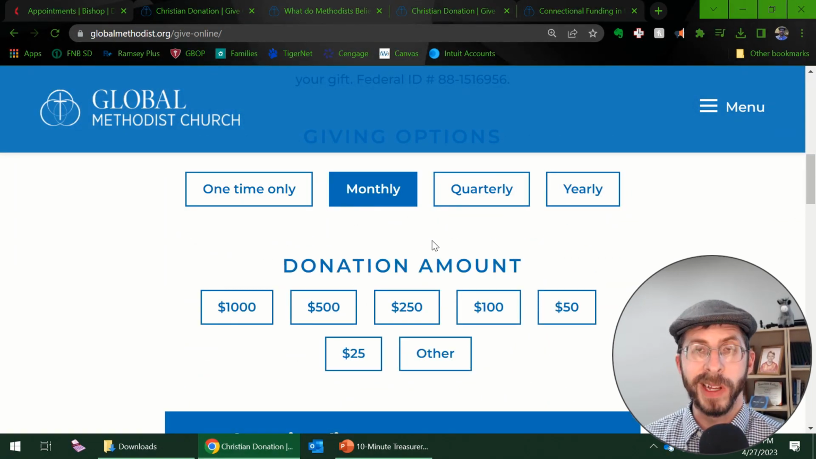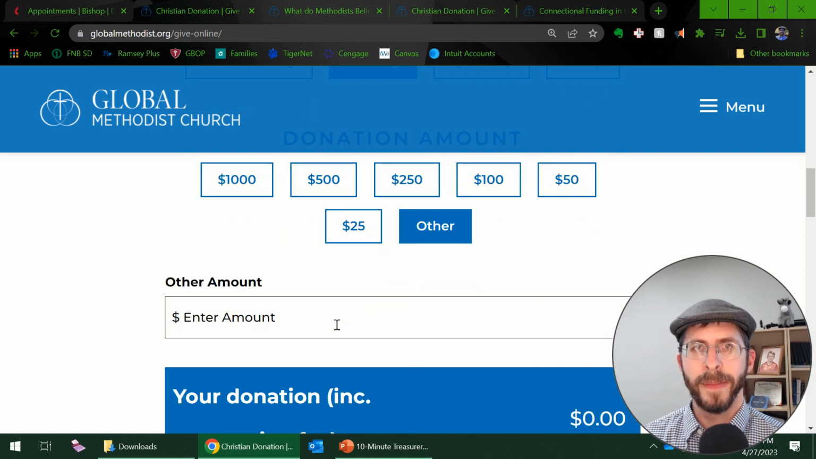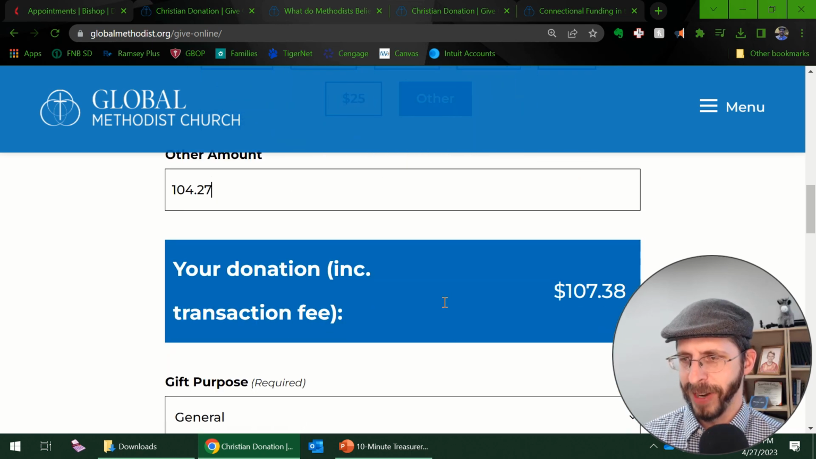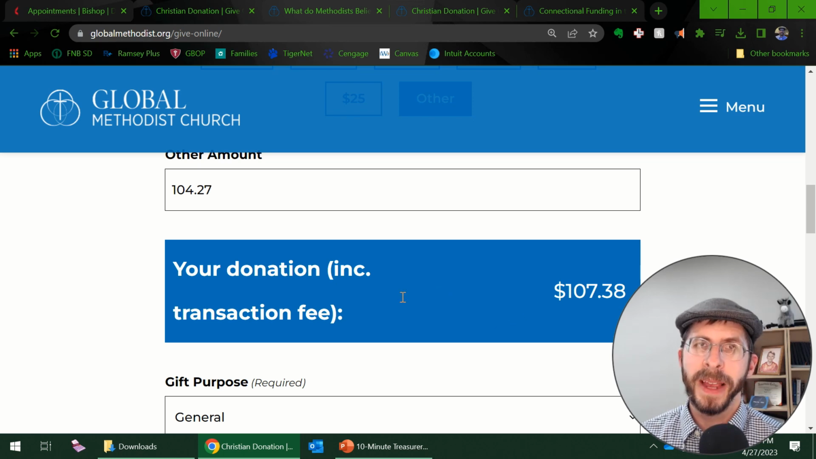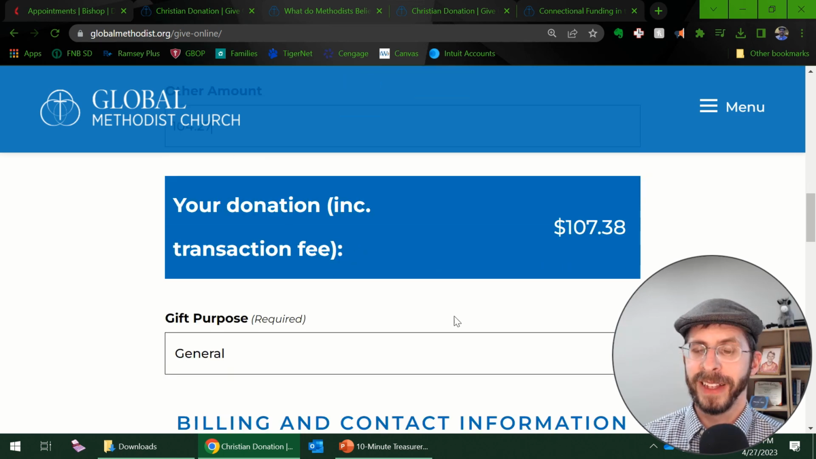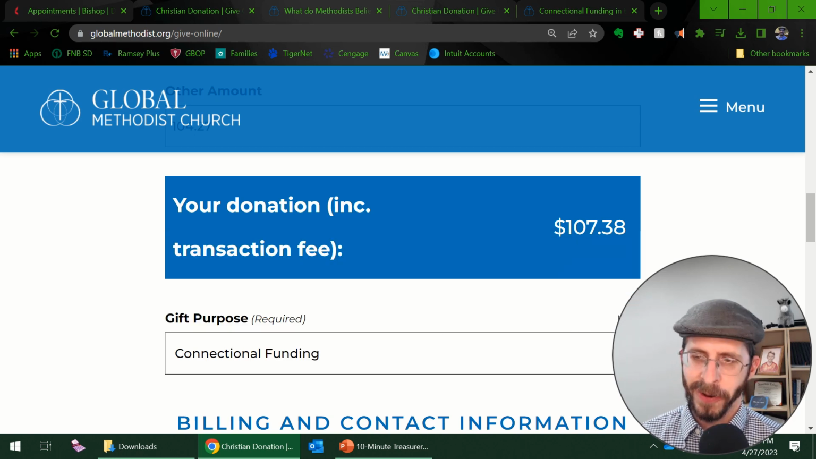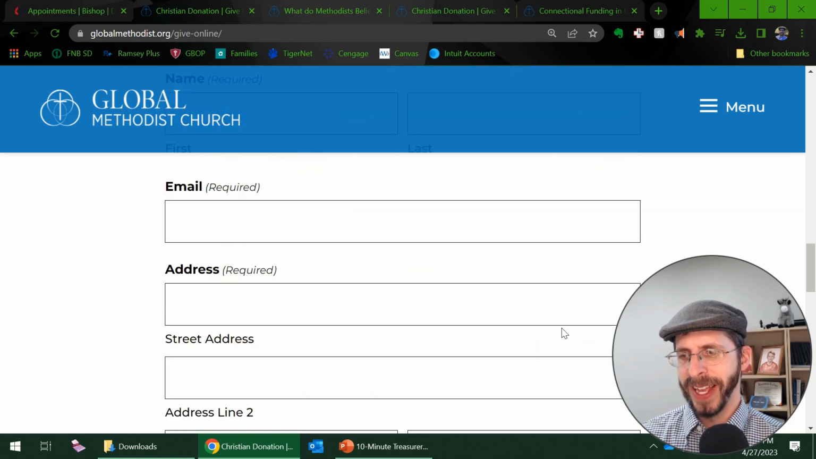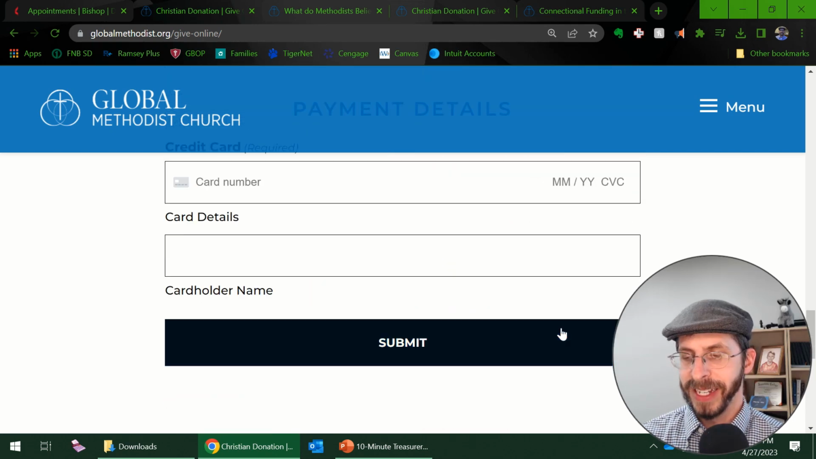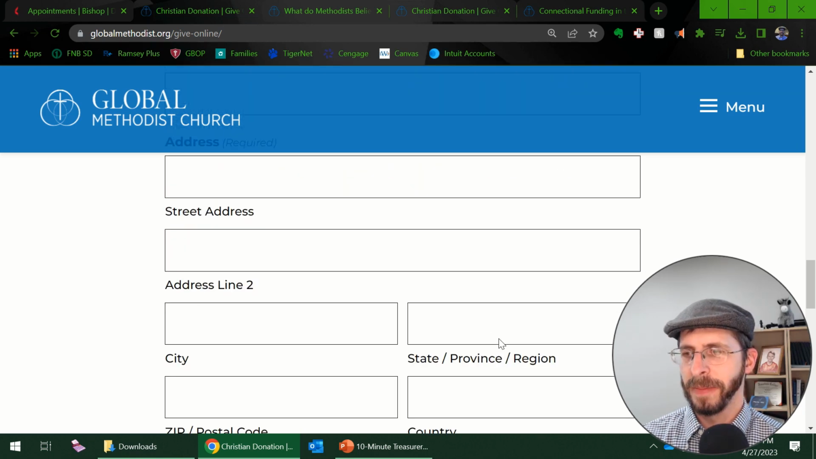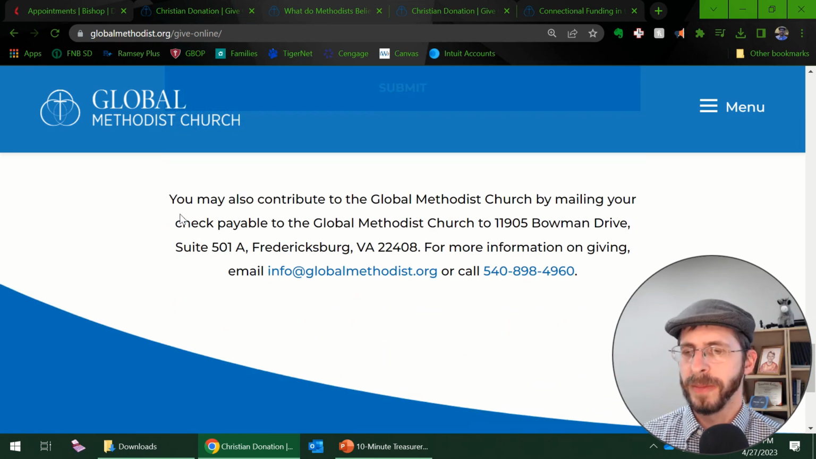If you want to set it up as a monthly gift, you just click monthly and enter the amount, $104 and 27 cents. I don't think I'm right there. One of the things is you can only pay by credit card here. So if you're going to give electronically, it's by credit card, and they're going to add in this extra fee, but you can choose connectional funding. So I guess it is what it is. And then it has to be the person's name on the credit card. I'm not a super big fan of this. I hope they set it up so that churches can do an ACH and it'll be cheaper.